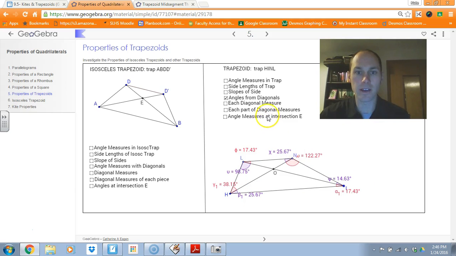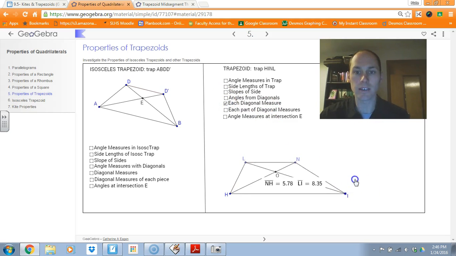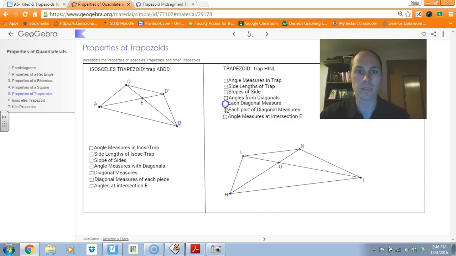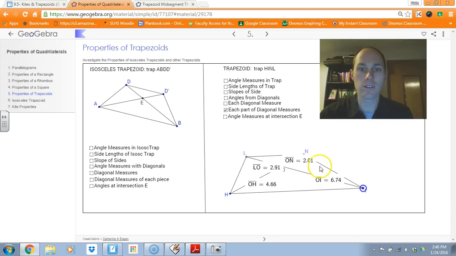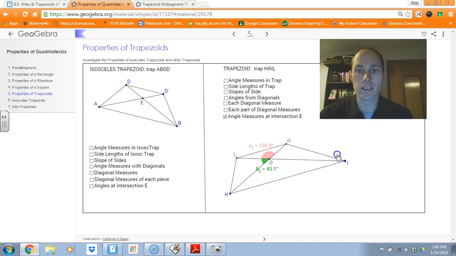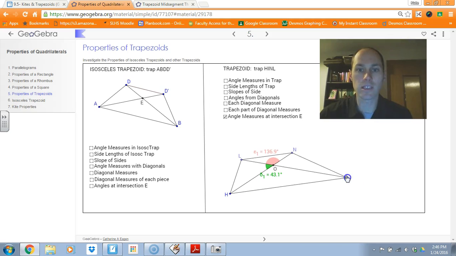Let's see, what else can we find? Diagonal measures. Diagonals aren't the same. Each part of the diagonals. Once again, they're different again, so nothing really there with the diagonals. And the angle measures, those are supplementary.